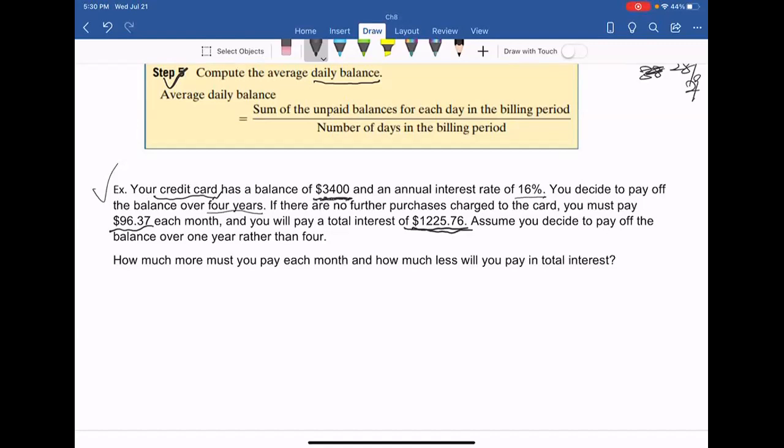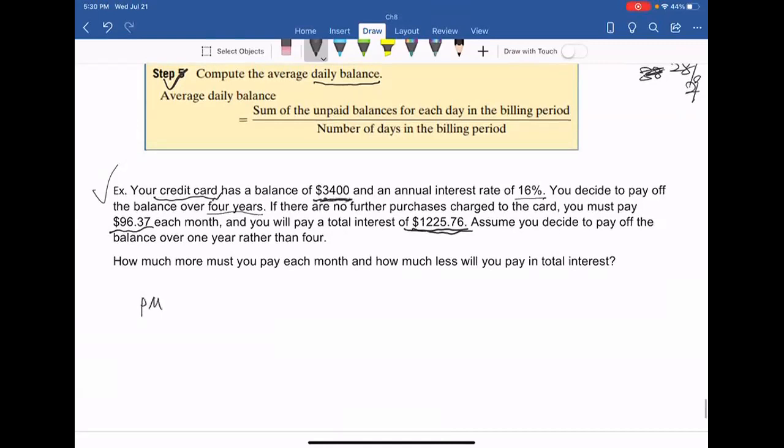So we must use the PMT formula to find every month how much you need to pay. They already provide us every month you should pay this amount of money if you choose to pay off all of your balance over 4 years. But the question asks you, assuming you decide to pay off the balance over 1 year, so they are looking for the 1 year's PMT. They gave us the PMT for 4 years. Compare this PMT and this PMT.